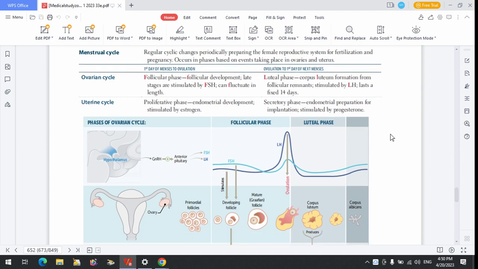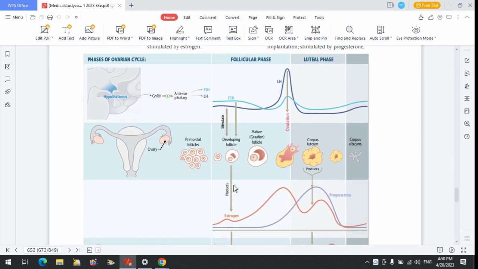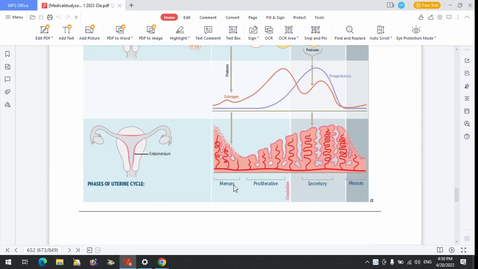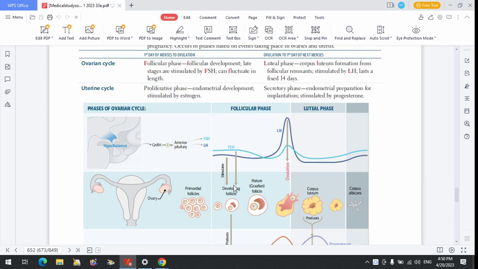So they are categorized into three phases, but the middle one that is unifying them is ovulation. Ovulation is here, in the ovaries. The starting one for the ovarian cycle is the follicular phase. As the follicular phase is happening in the ovaries, what is happening in the uterus? The proliferative phase. Then at mid-cycle you have ovulation. Subsequently after ovulation, what happens in the ovarian cycle is the luteal phase, that is, formation of the corpus luteum.